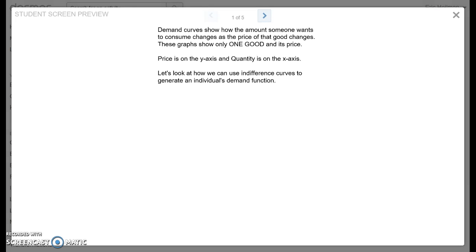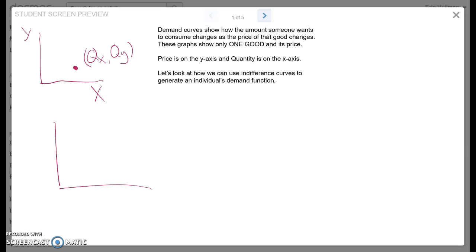The types of graphs we have been looking at so far have been graphs where the two axes represent the amount of two different goods that you consume. So a point on this graph, the x-coordinate represents how much of good x you've consumed, and the y-coordinate represents how much of good y you consumed. We are going to start looking at demand functions.